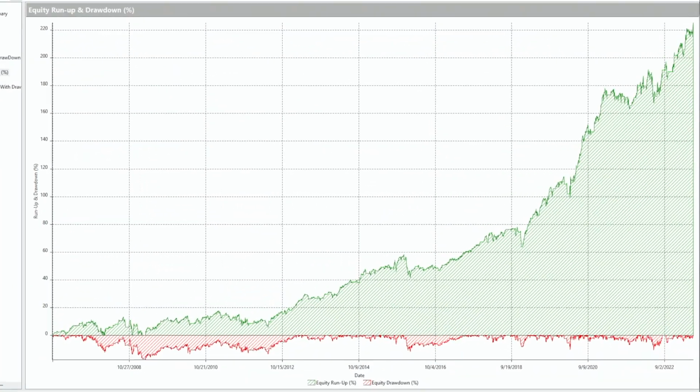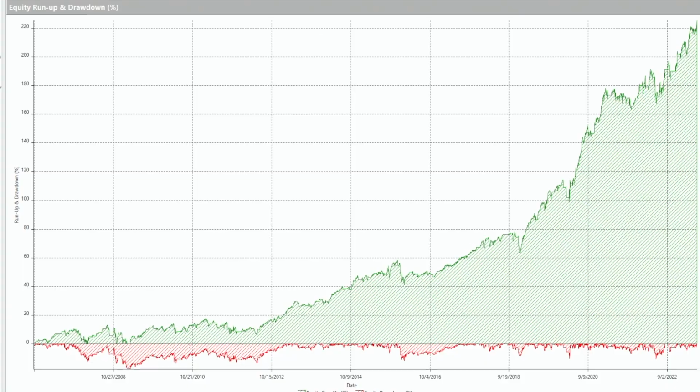Would you like to trade a strategy that has this equity curve? If you do, stick around and I will show you how I built this strategy. It's based on a single candlestick pattern. The candlestick pattern that is used to build this strategy is an extremely simple pattern.